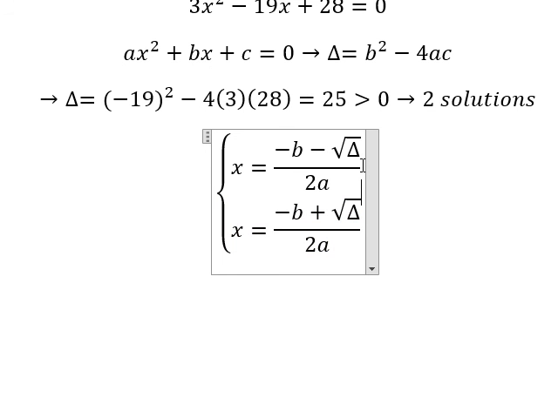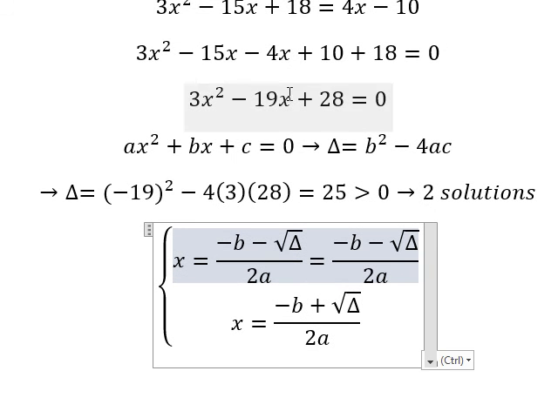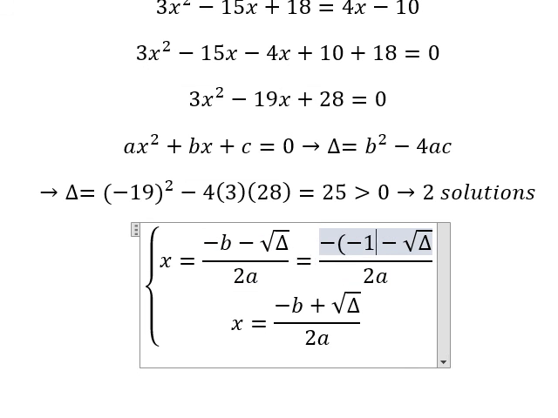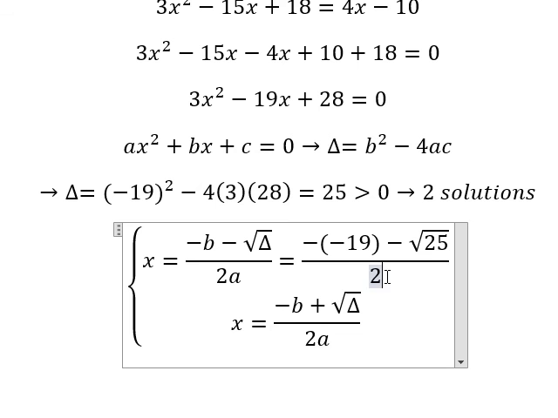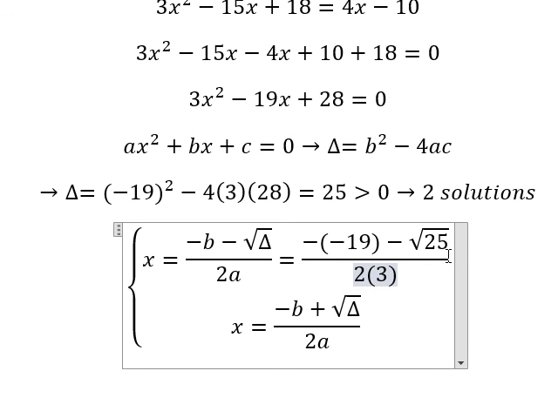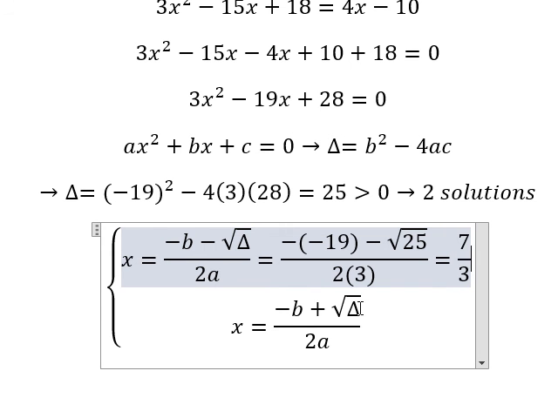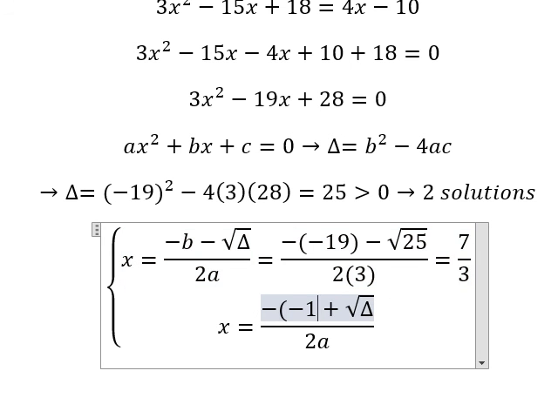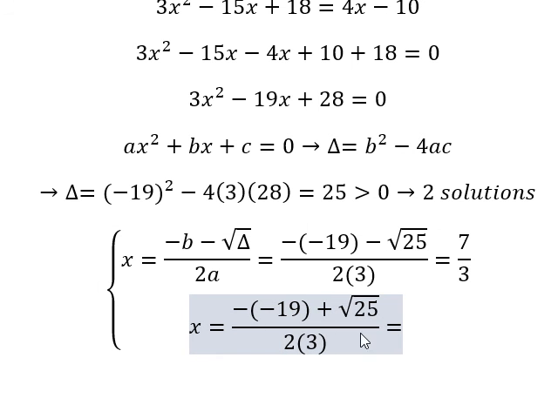So for this one we have b is negative 19. Delta is 25. A is 3. So we calculate this one. And we have 7 over 3. So for the second one, we have 4.